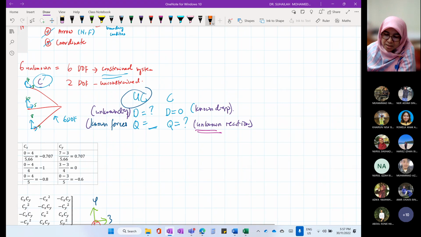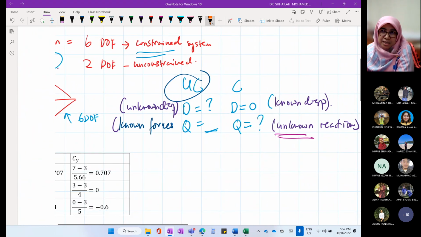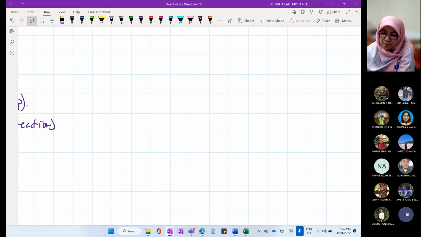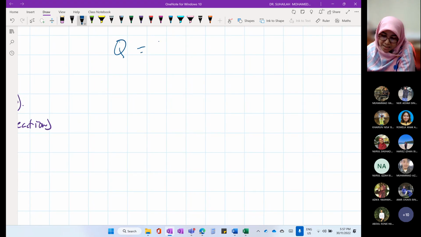Dia macam ni, contoh kan. Kejap lagi kita nak masuk about force displacement equation or stiffness equation. So stiffness equation that we will touch later is actually the important principle that we always apply in structural analysis. Q is equal to KD. It is stiffness equation or force displacement equation. So this one is force, this one is displacement. K is the stiffness coefficient, so it is called as force displacement equation.